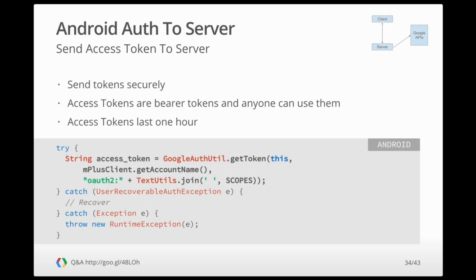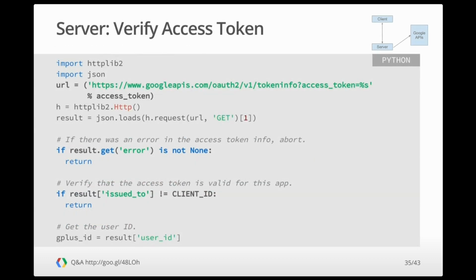On Android, you can do the same thing. You can get the access token from GoogleAuthUtil. Again, send it securely. Make sure that your server cannot leak these in order to protect your users. Once you've sent this token to your server, you need to verify that access token. There are 2 things you need to know. First, did this token come from Google? If it didn't, then you shouldn't be doing anything with it.